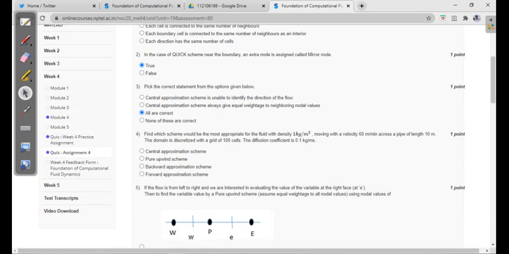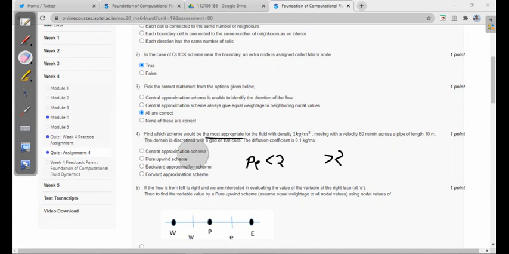Find which scheme would be most appropriate for a fluid with density, velocity, length, domain discretized with a grid of 100 cells, and diffusion coefficient given. If Peclet number is less than 2, then the most appropriate scheme is central approximation. If Peclet number is greater than 2, then the correct answer is pure upwind scheme.